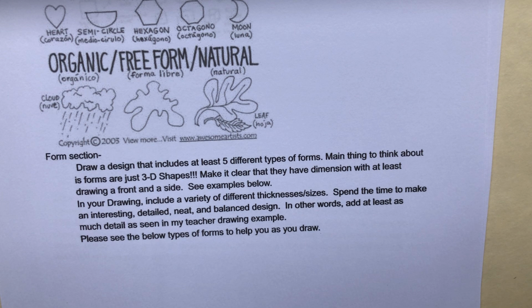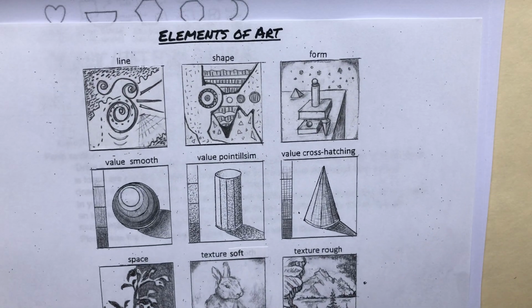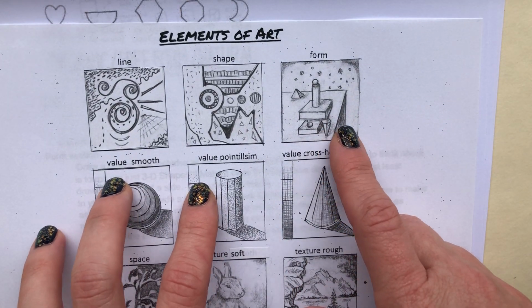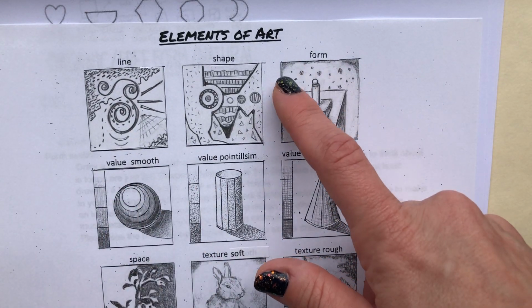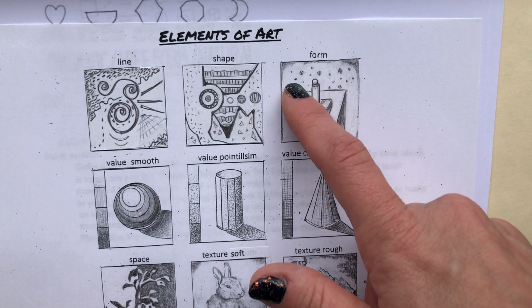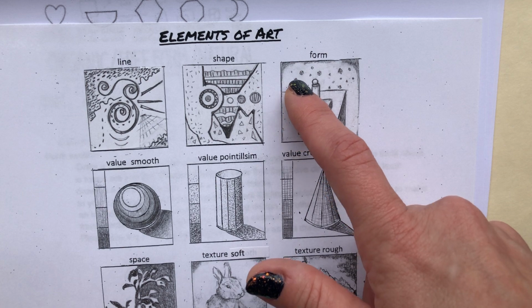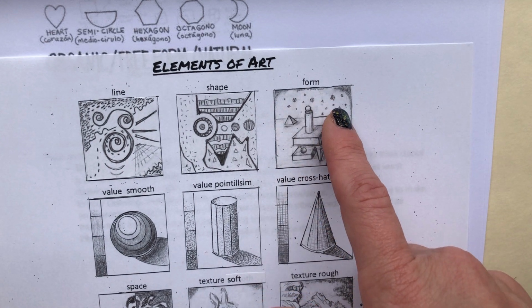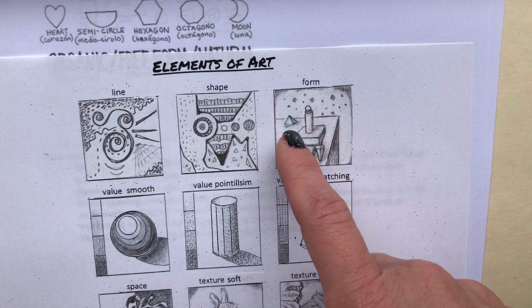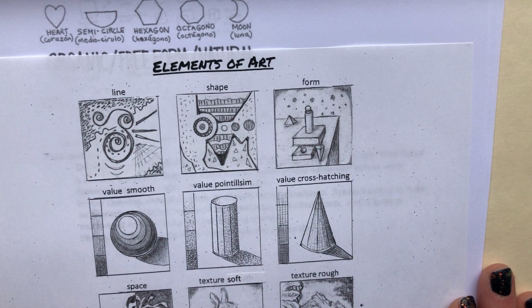Just make sure that your drawing has a variety of different thicknesses and sizes, and spend time to make an interesting, detailed, neat, balanced design. In other words, if you look at my example right here, not that you want to copy my example, I've got different forms. Think about having some main things in your foreground, maybe something leading away from that in your background, and in your further background some things like these little floating forms back here.